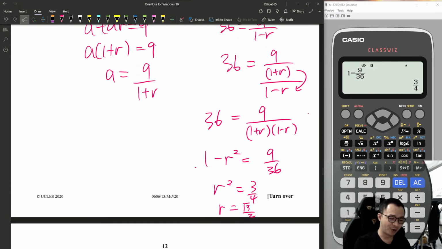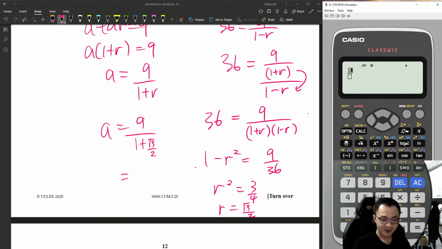It's kind of weird, but I hope it's correct. Because r must be between -1 and 1, this value is acceptable. 1 plus square root 3 over 2. This one you can use a calculator, no problem. 9 over 1 plus square root 3. Where's the square root? Square root 3 over 2.